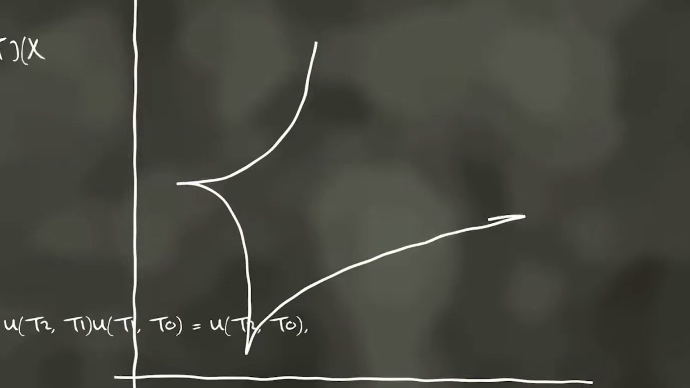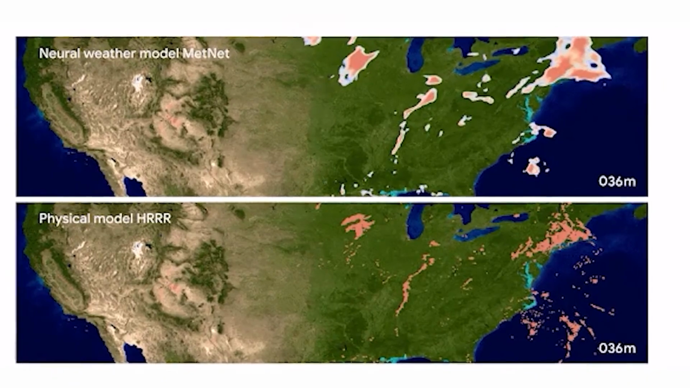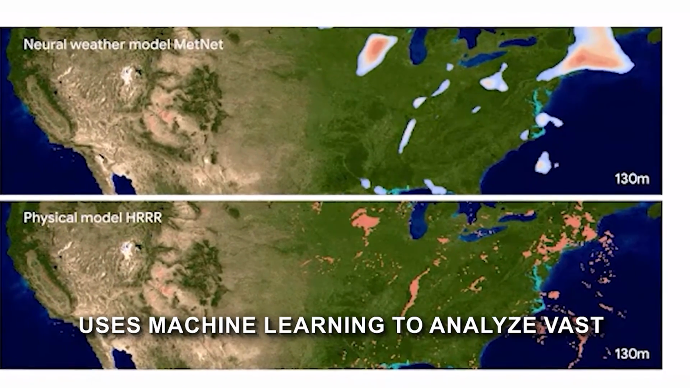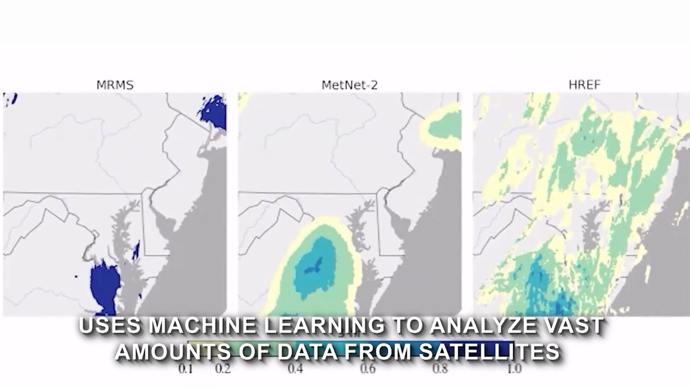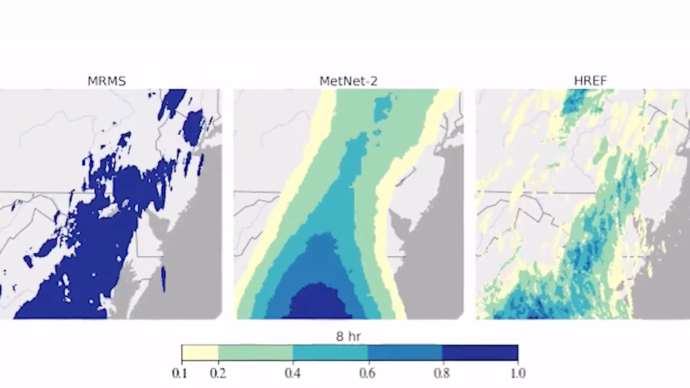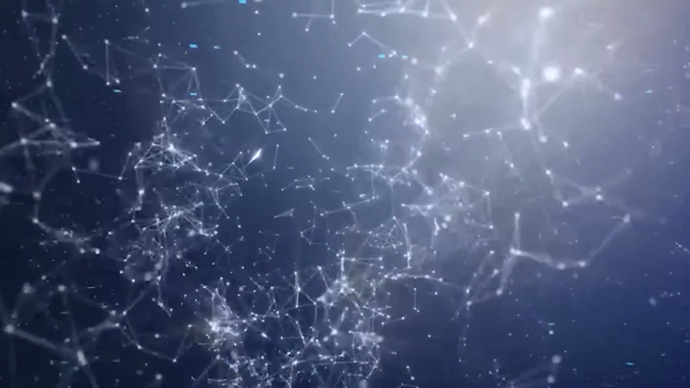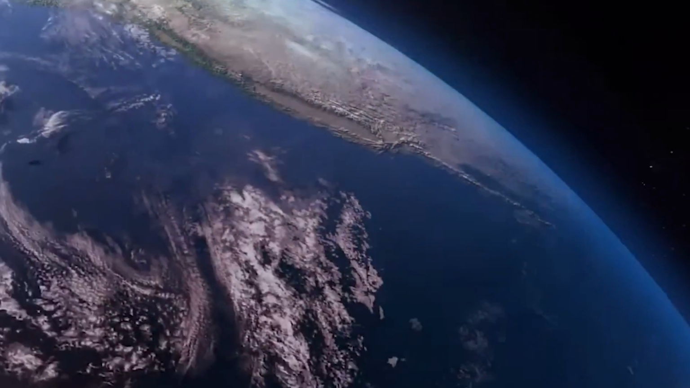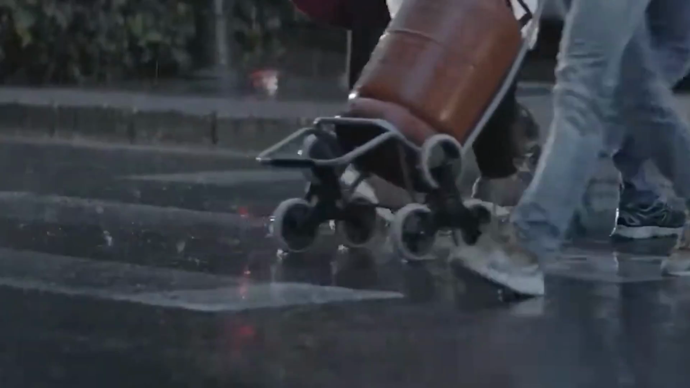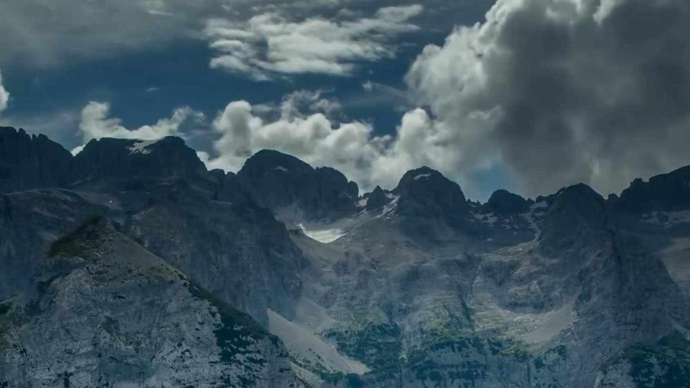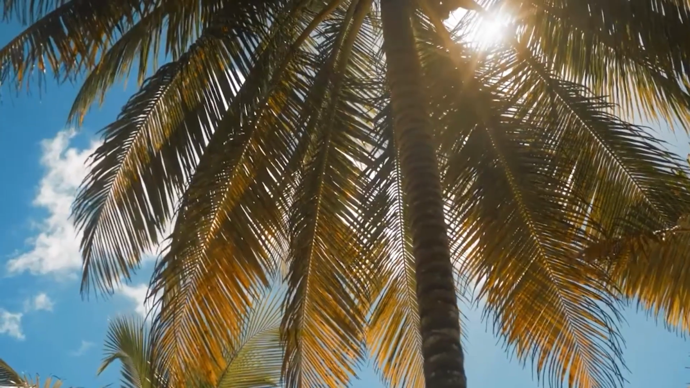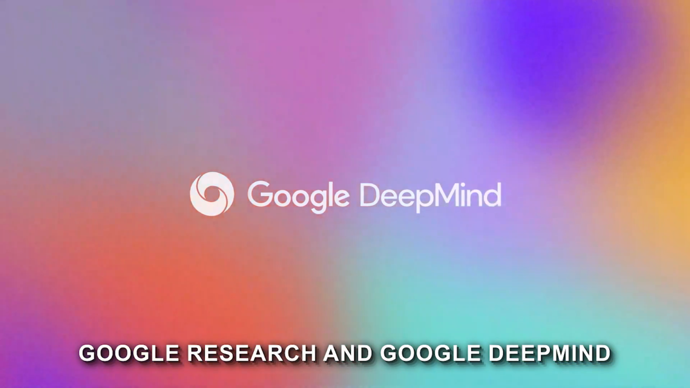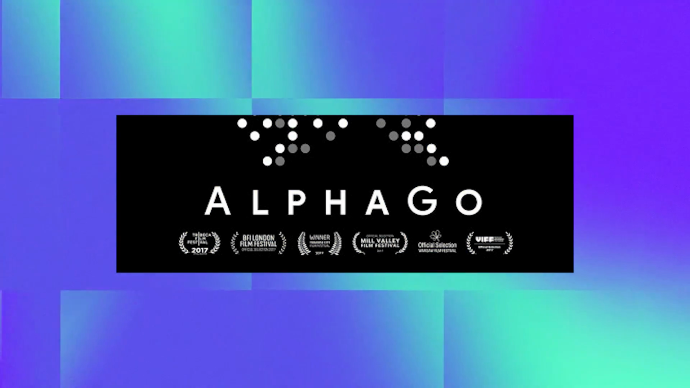MetNet-3 harnesses the latest AI technology out there on the market. For example, it uses machine learning to analyze vast amounts of data from satellites and weather stations and compares this data to historical weather patterns. But here's the amazing thing. It does all this in mere minutes, something that took traditional models hours to accomplish, and it provides you with information in real time. It was created by some of the best at Google Research and Google DeepMind, known for creating top AI advancements, such as AlphaGo and WaveNet.